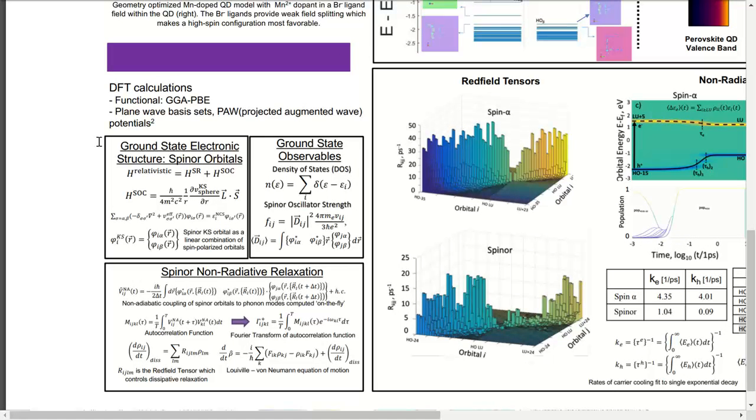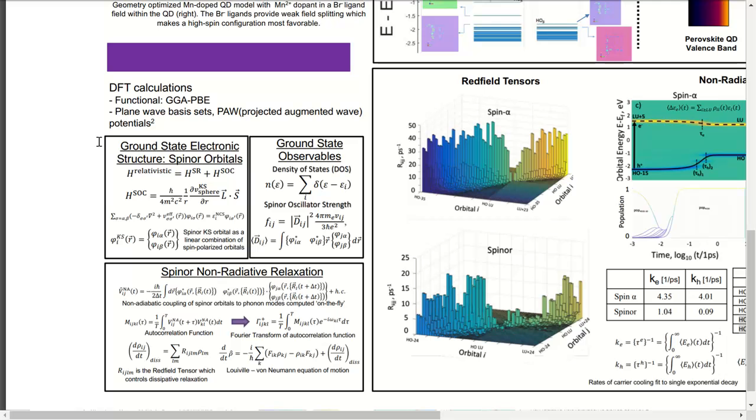For ground state electronic structure, I already mentioned we use spin orbit coupling, and that gives us Kohn-Sham spinor orbitals, a superposition of spin up and spin down. We use these as a basis for ground state observables. The two most prominent ones to look at are density of states and absorption spectra, and we compute those using transition dipoles.